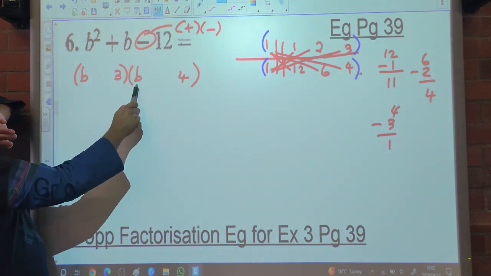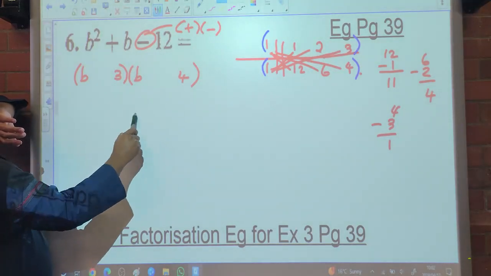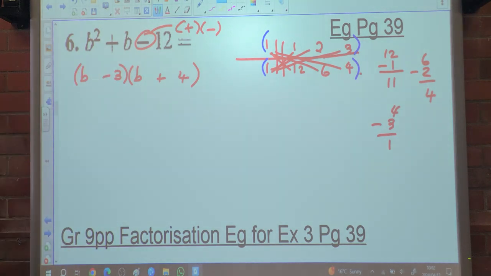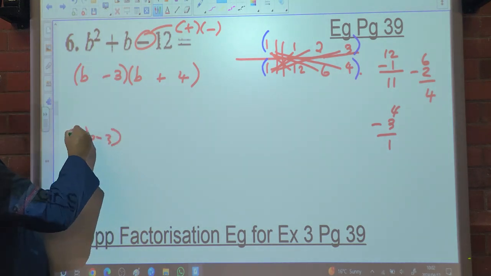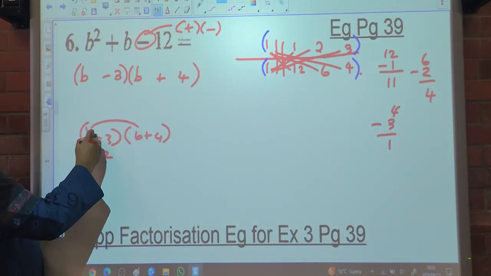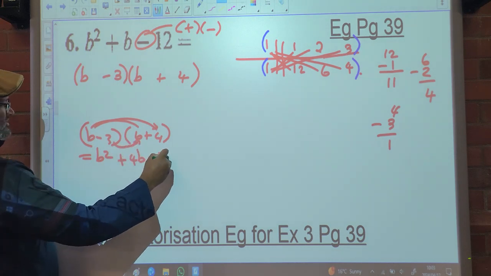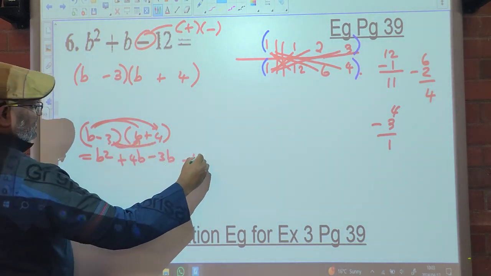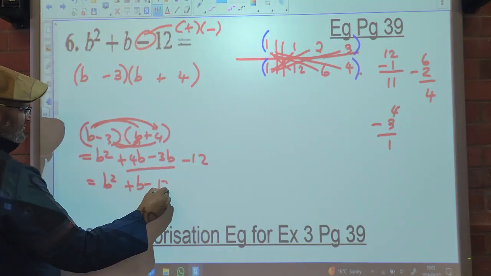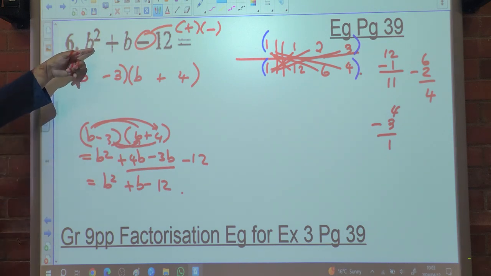That is 3 times b is 3b, 4b. So which one must get the positive? 4. And we can test it. Let's test. We got b minus 3 into b plus 4. b times b, b squared. b times 4, positive 4b. Negative 3 times b, minus 3b. Negative 3 times 4, negative 12. Which gives us b squared plus b minus 2. Which is exactly the sum given.